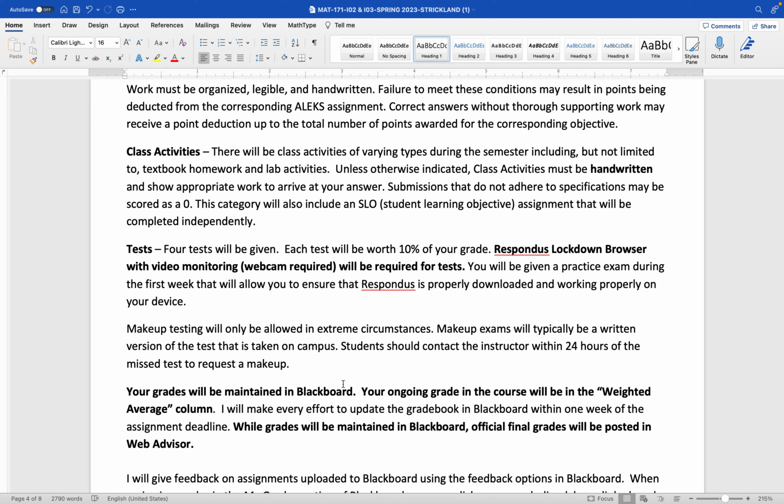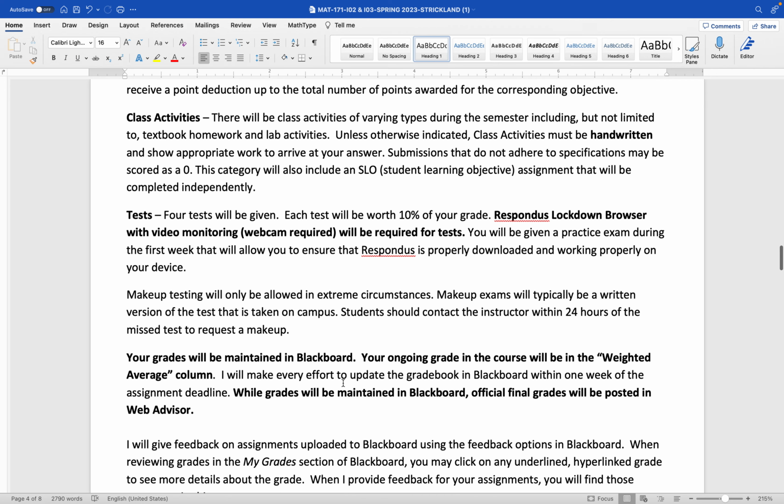With ALEKS, Respondus Lockdown Browser with video monitoring, where the webcam is required, will be required for tests. You'll be given a practice trial or exam during the first week or so, or maybe the week prior to the first exam, that will allow you to ensure that Respondus is properly downloaded and working properly on your device. Makeup testing will only be allowed in the case of extreme circumstances, and makeup exams will typically be a written version of the test that is taken on campus.